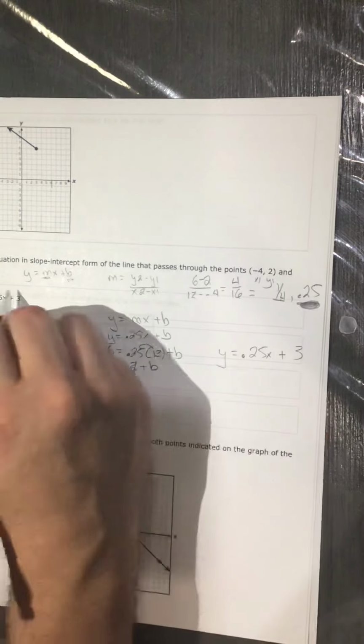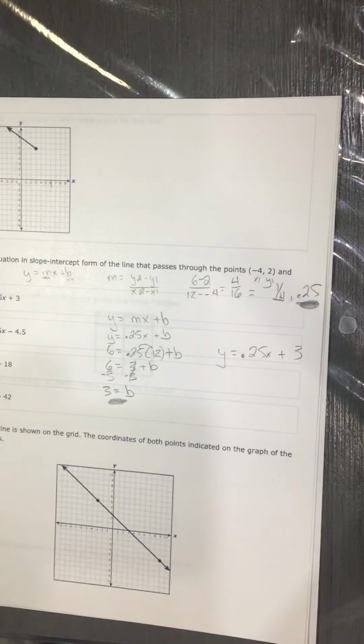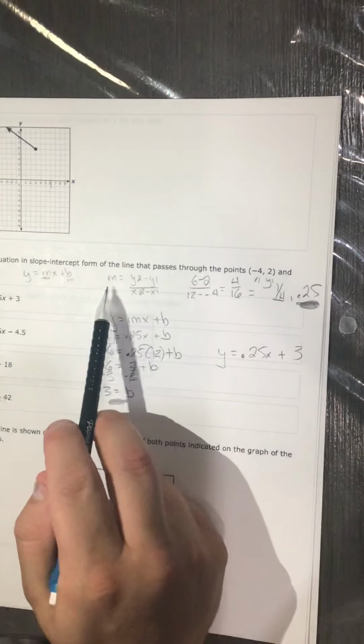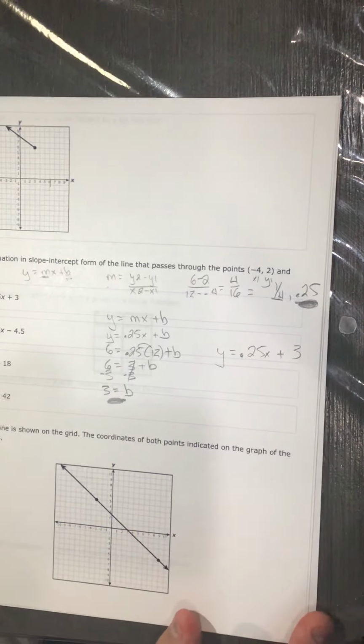Which of these left equals my answer? Clearly my answer is A, okay? That's how we do slope intercept. I find my m. Once I find my m, I solve for my b, okay?